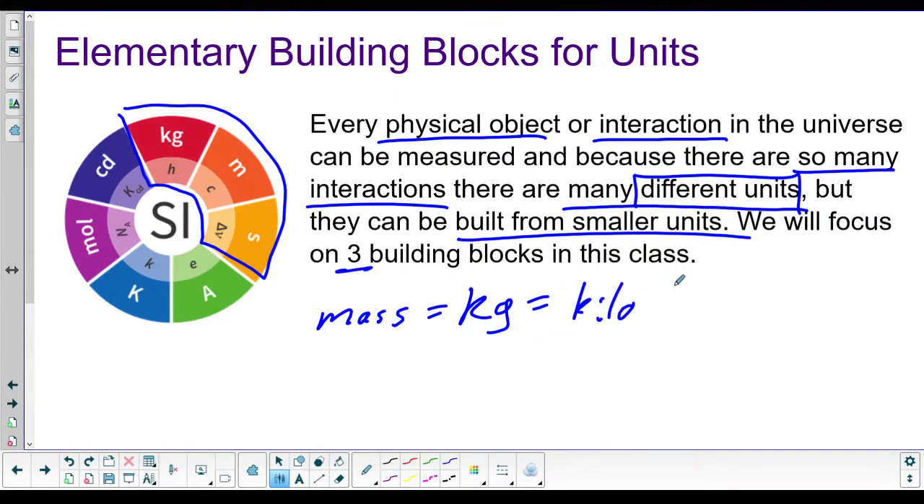This is a metric unit, right? You're going to say, why don't we use pounds? Technically, pounds isn't even mass. Wait, hang on. I apologize. I can't talk and write at the same time.